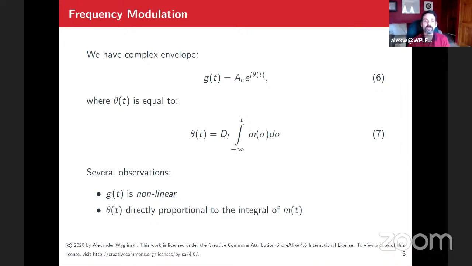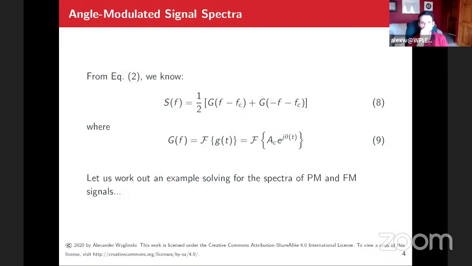Frequency modulation, on the other hand, again has a nonlinear G of t, because it's not only an exponential, but on top of it, we're doing a running integral summation of the message signal. So here, theta t is directly proportional to the integral of M of t. Okay. So just as an FYI, from equation 2, what we got is the following.